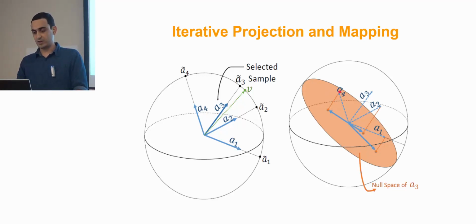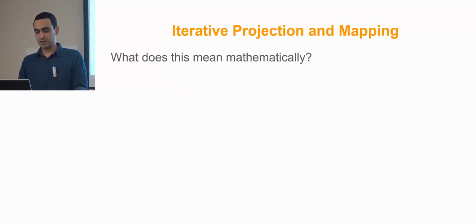Then in the next step, we project all the other samples onto the null space of that one selected sample, meaning that we subtract the component which can be represented by that single sample. And then in this residual space, we can perform another cycle of selection, and we repeat this cycle until we have enough samples. So what does this mean mathematically?